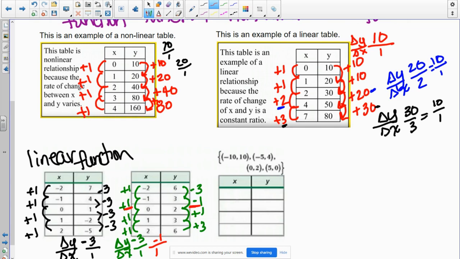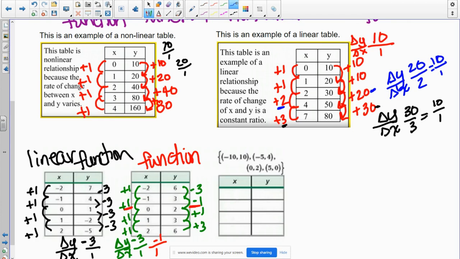Now, check if it's a function or not. Well, if we look at every x, it has its own y value, even though this -2 has an output of 6 and this 2 has an output of 6. It doesn't mean it's not a function. It's just that every x value has its own output. So this is a function. It's just not a linear function.